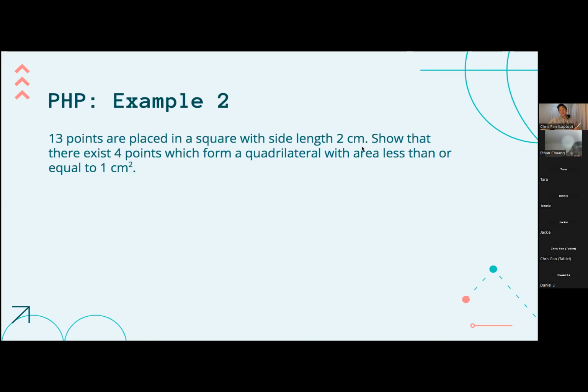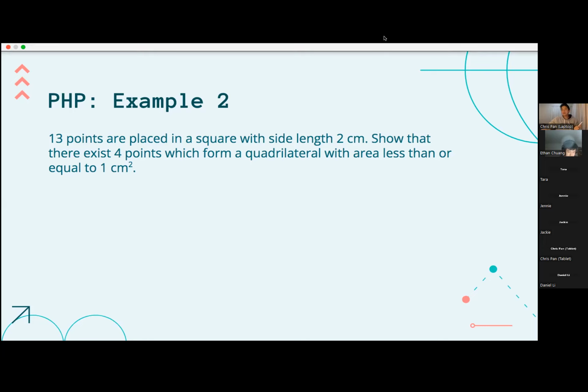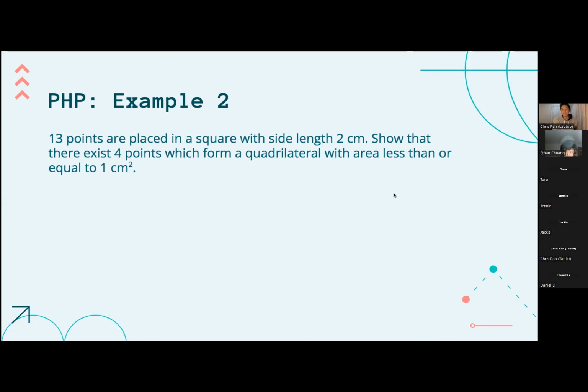So we're gonna go over our last example here. 13 points are placed in a. Can you guys stay for another, let's say, 5 minutes? Is that okay, or do you really need to go now? Okay, I'm gonna assume most of you can stay for another 3 minutes. Sorry, I'll give you a little less time for this then.